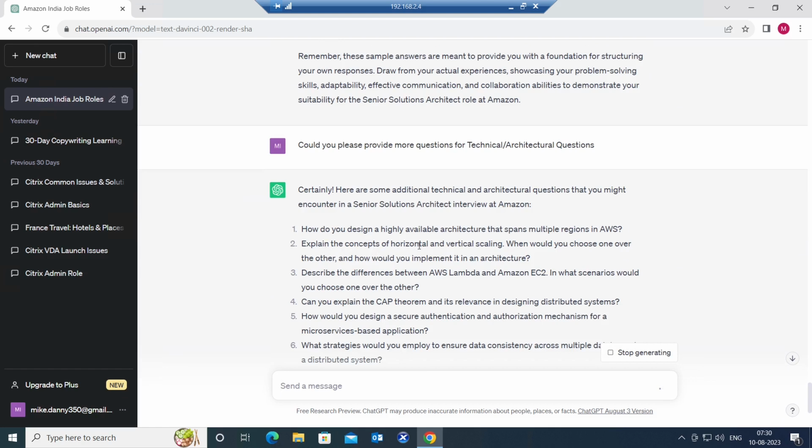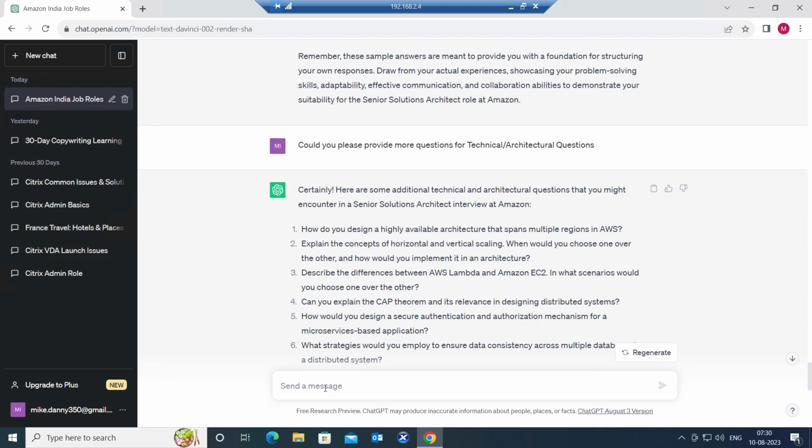How do you design a highly available architecture that spans multiple regions in AWS? Explain the concepts of horizontal and vertical scaling. When would you choose one over the other, and how would you implement it in an architecture? Describe the differences between AWS Lambda and EC2. In what scenarios would you choose one over the other? These are very beautiful questions, guys. Now, of course, you need to know the answers as well for this.